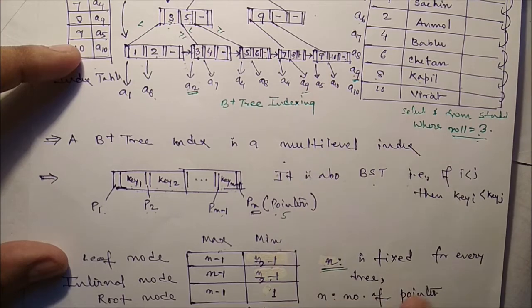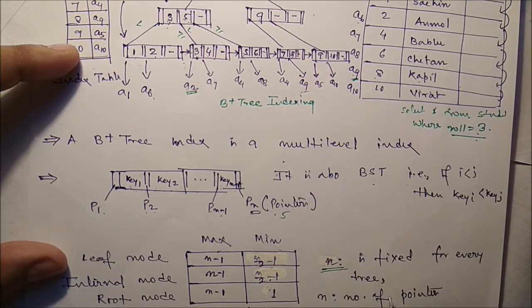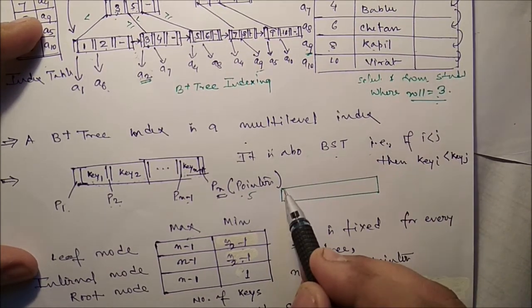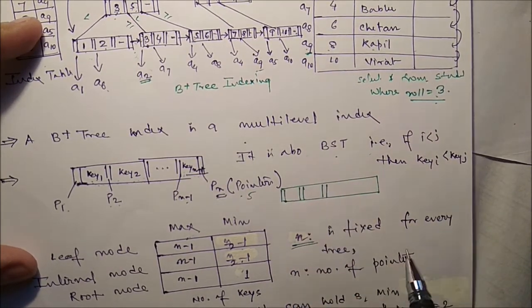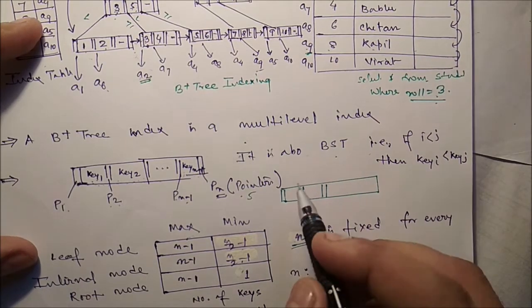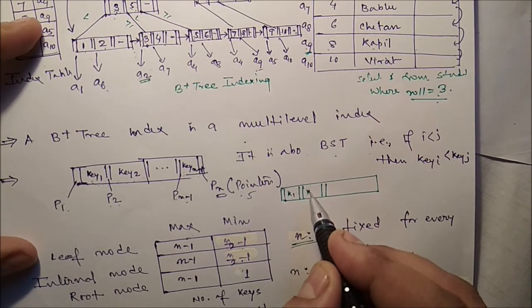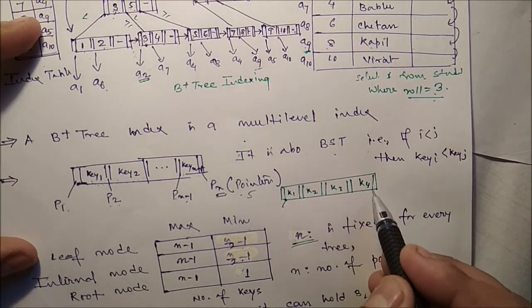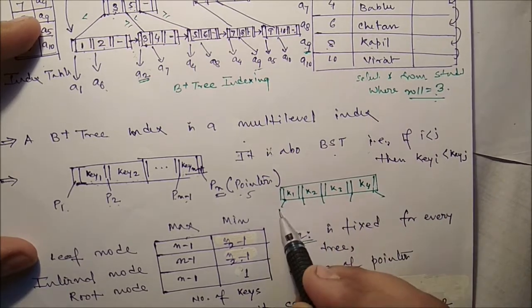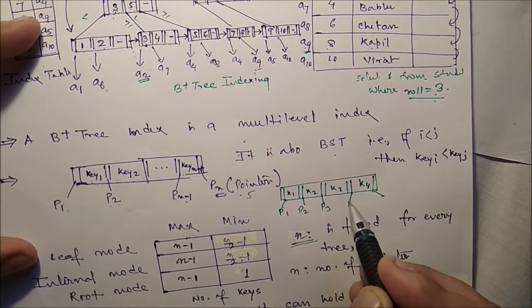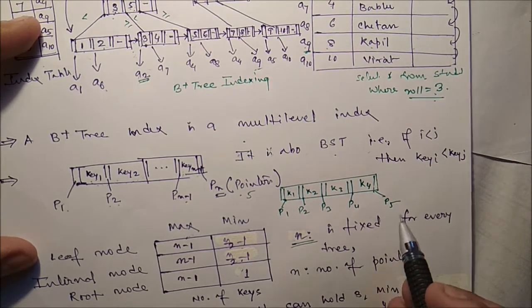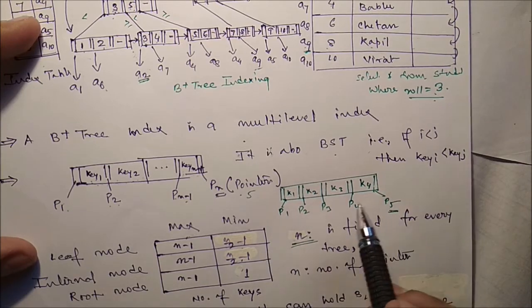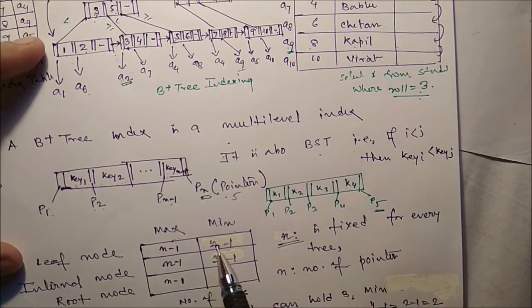Now if you see here, if n is a pointer, say n is equal to 5. That means there must be one node where we can store a maximum of 4 keys: key 1, key 2, key 3, and key 4. And we can store 5 pointers: P1, P2, P3, P4, and P5. So if n is equal to 5, maximum we can store 5 pointers, and minimum we can store n by 2 minus 1.